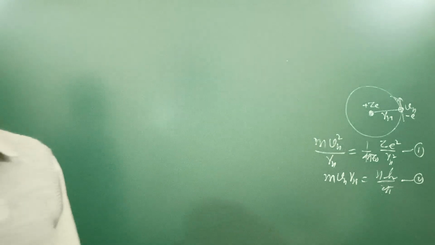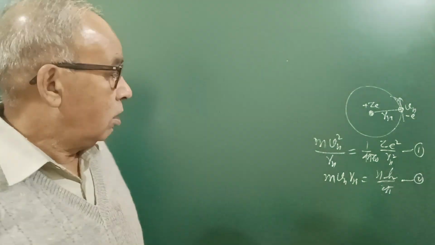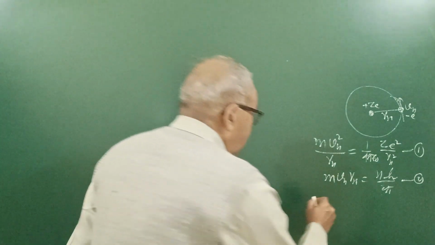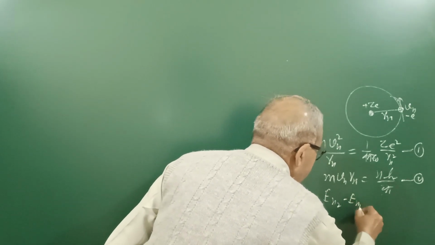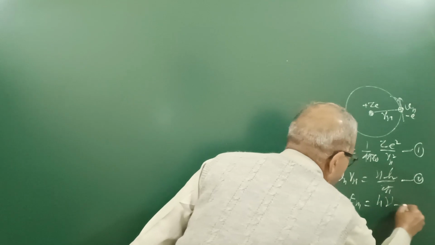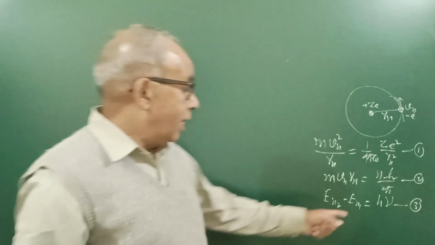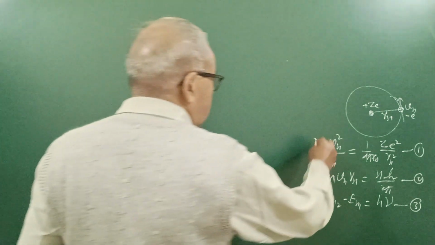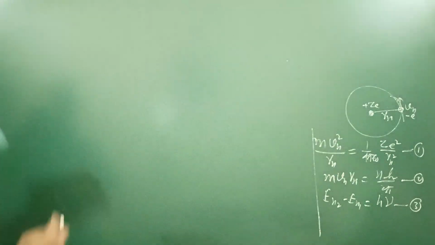Third, an electron revolving in any orbit neither loses nor gains energy. It does so only when it jumps from higher to lower or lower to higher orbit. If an electron jumps from the n2 to the n1 orbit, then the energy emitted is equal to h nu, where nu is the frequency of radiation and h is the Planck constant. So these were the three postulates of Bohr theory. Now we will derive the radius of the nth orbit.